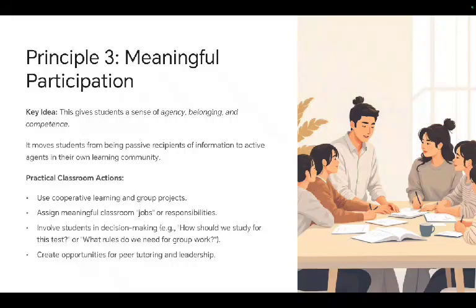We can put this into practice by using cooperative learning and group projects, assigning meaningful classroom jobs or responsibilities, and involving students in decision making, even in small ways like asking, what rules do we need for our group work? This builds leadership, responsibility, and a powerful sense of belonging.